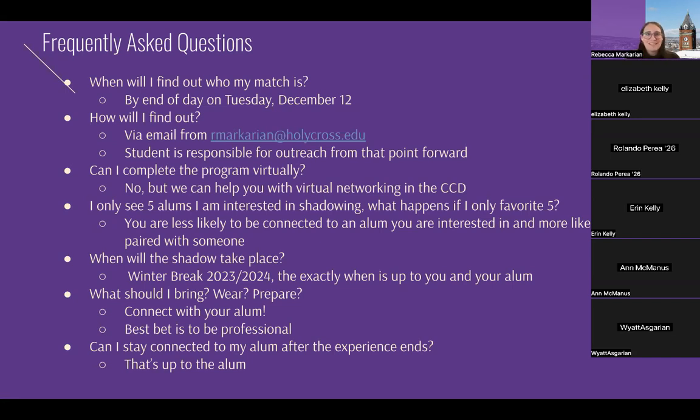Another common question we get is, I see only 5 alums that I'm interested in shadowing. What happens if I favorite only 5? The result is you're going to be less likely to be connected to an alum, and you're going to be more likely to be randomly paired with someone. We really need you to go in and pick 15 to 20 alumni. I can't emphasize that enough.